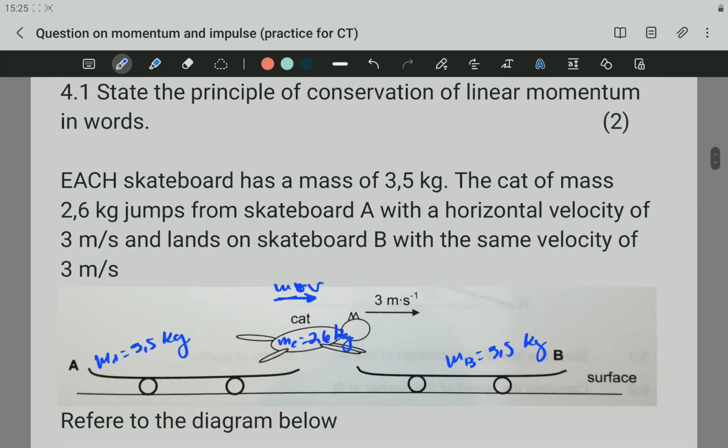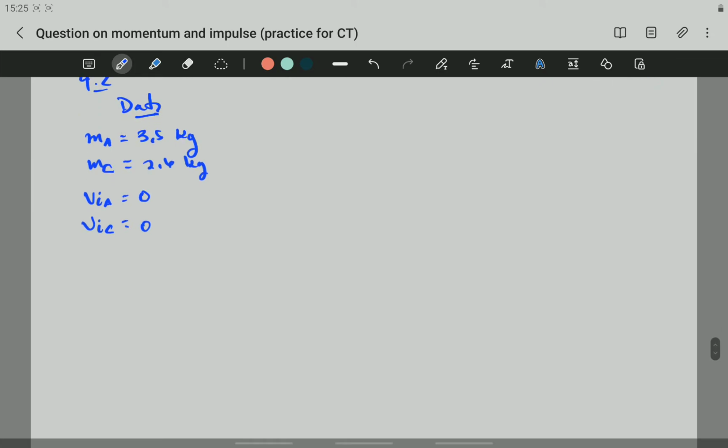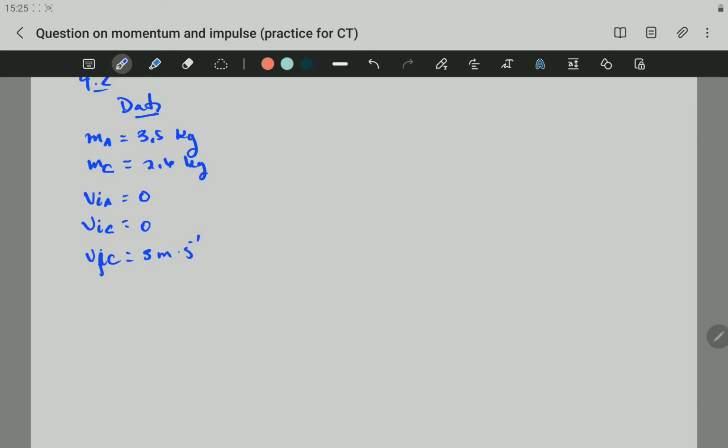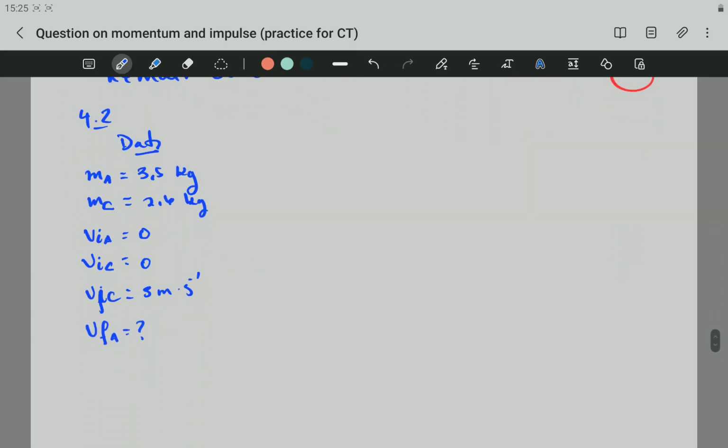Later the cat jumps from the skateboard. All right, so the cat jumps. We say the initial velocity is 0, with a final velocity of 3 meters per second to the right. Okay, to the right. And then you are looking for the final velocity of skateboard A. That is important. So we have a before and we have an after. What is before? Before is when the cat is on skateboard A. And after is when the cat jumps from skateboard A.